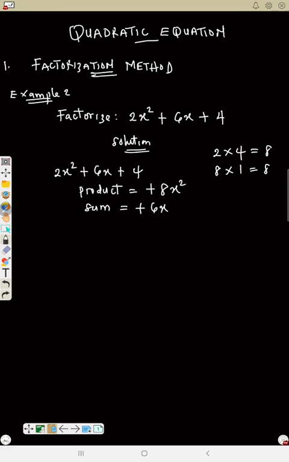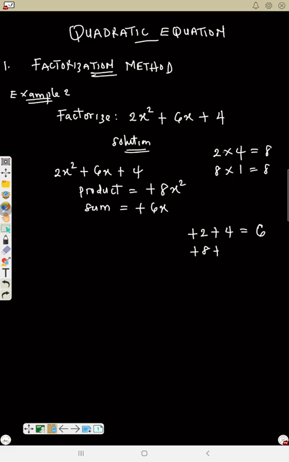Now out of these numbers, which one can you add together that will give you 6? Now the ones I can add, let's add the 2. Plus 2 plus 4 is equal to 6, and plus 8 plus 1 is equal to 9. That means the two numbers are plus 2 plus 4 because it will give us 6.